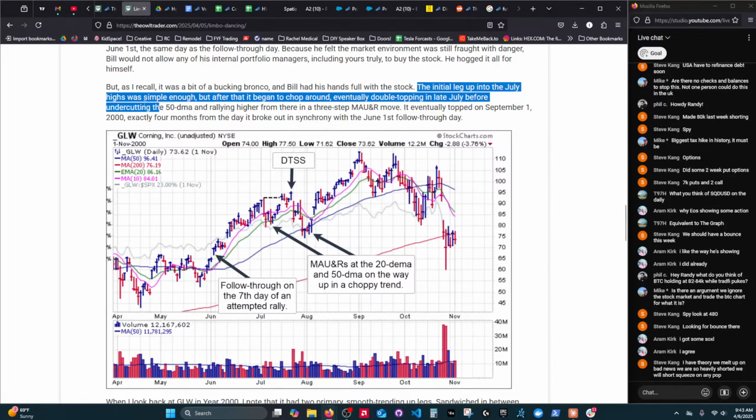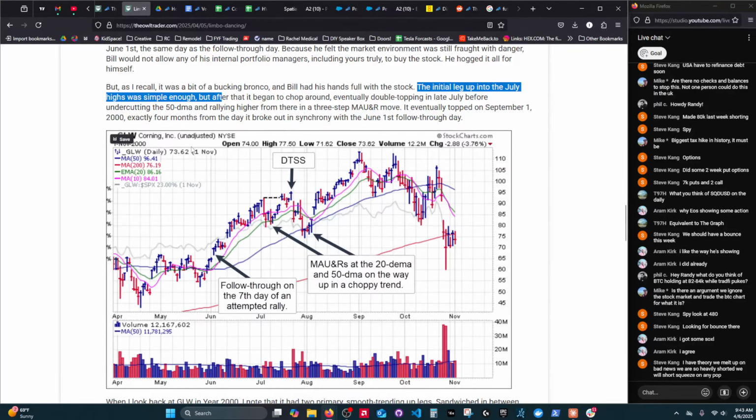The initial leg up in July high was simple enough, but after it began to chop around, eventually double topping in late July before undercutting the 50 DMA, which is one of these. Oh, I think this blue one. Yeah, this is 50, undercutting the 50 DMA and rallying higher in a three-step moving average undercut and rally move.